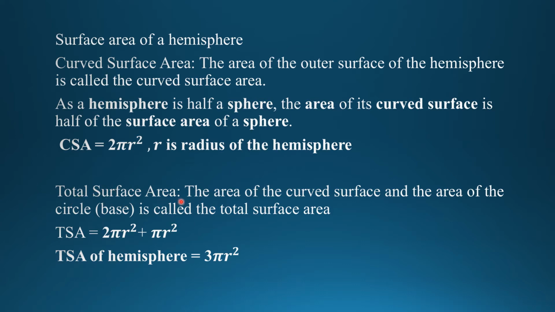Total surface area is the area of the curved surface and the area of the circle, which is the base, called the total surface area. Therefore, total surface area of a hemisphere will be 2 pi r square plus pi r square, which is equal to 3 pi r square.